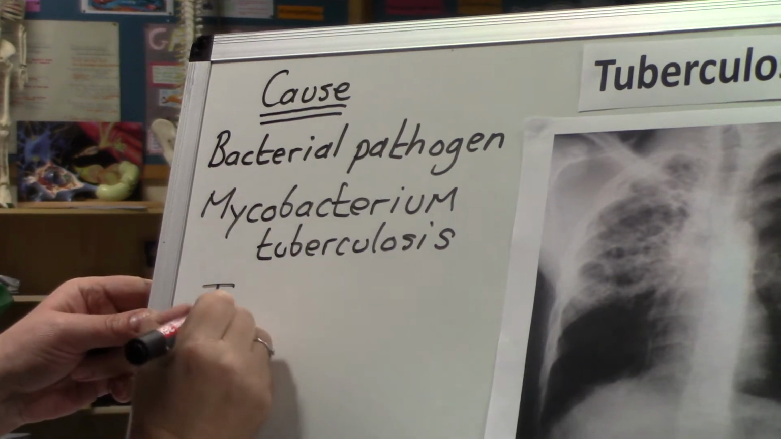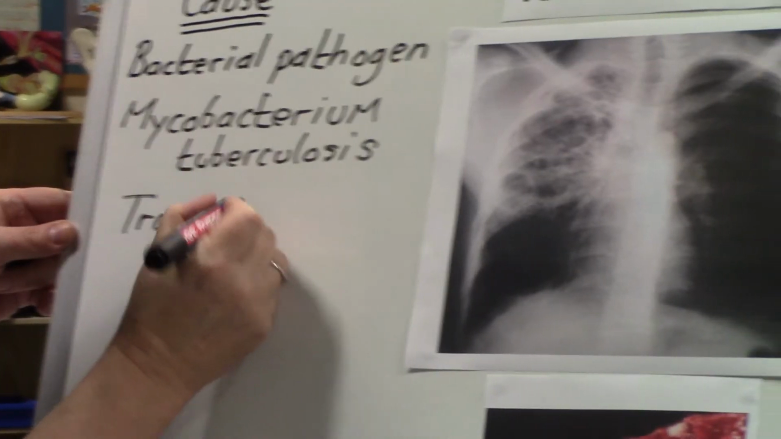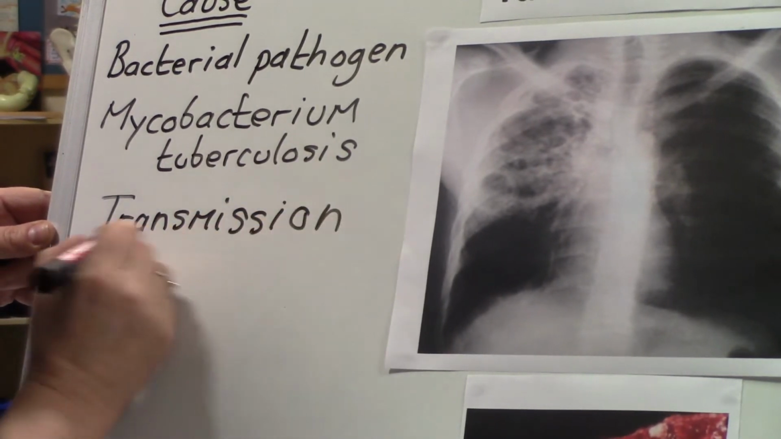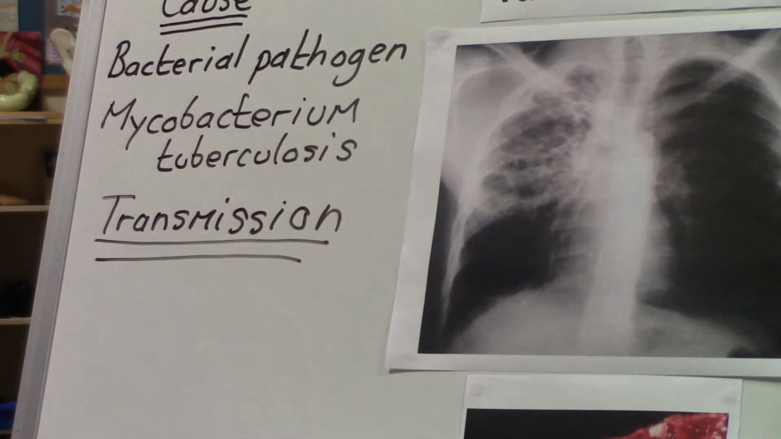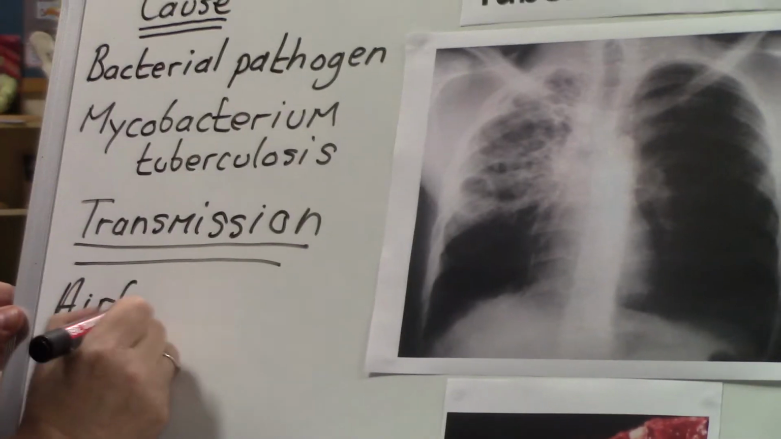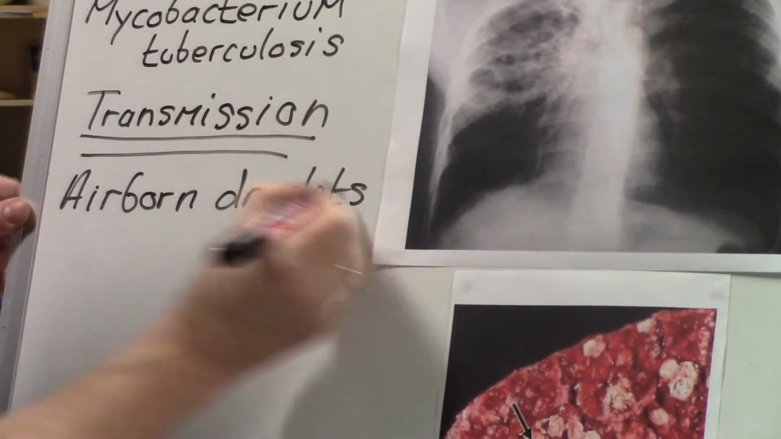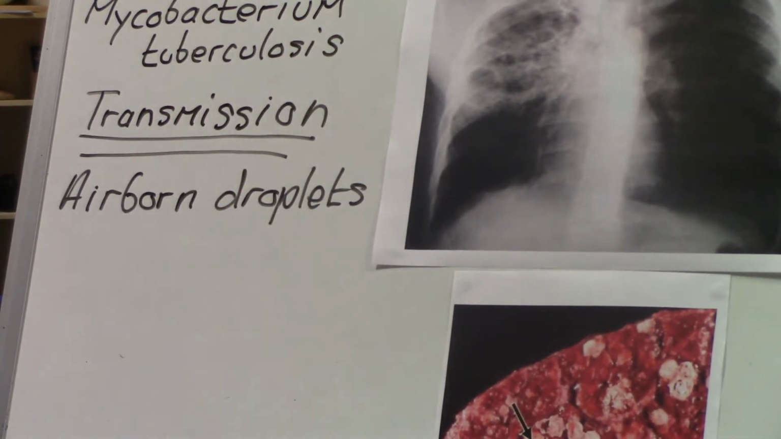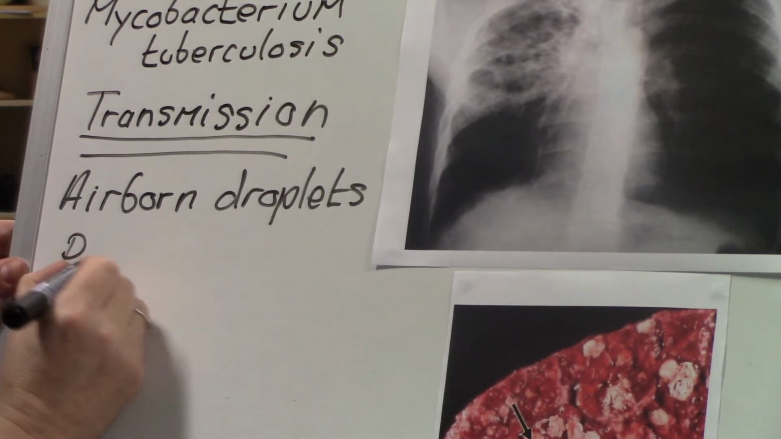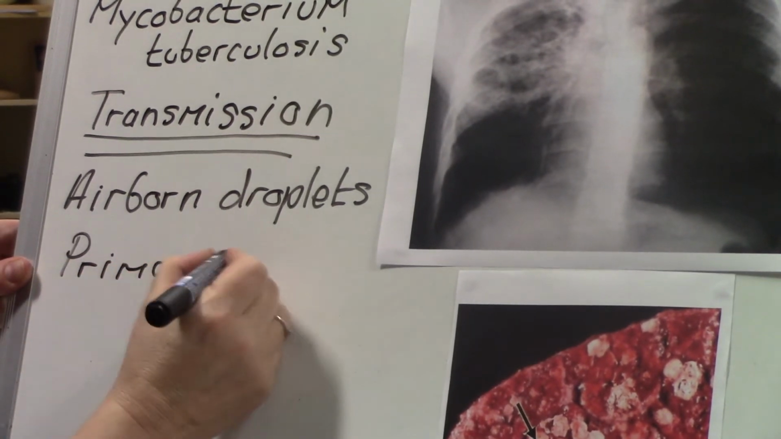Now, the transmission of TB is by airborne droplets. So it's a droplet infection. So it's when a person breathes in droplets of moisture that have been sneezed or coughed by somebody who's infected with the bacteria. Now then, if you are unlucky enough to breathe in M. bovis or M. tuberculosis, the first thing that happens is that you have a primary infection.